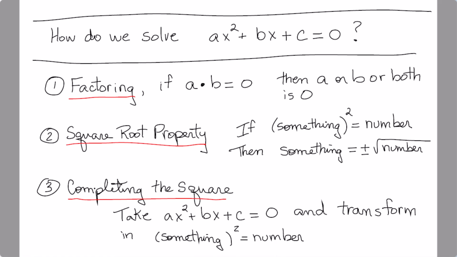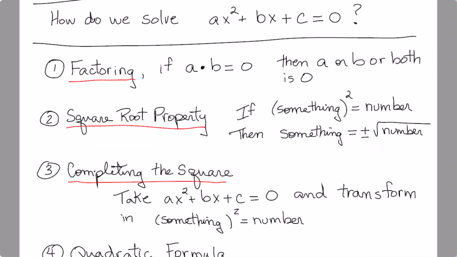Our second way is called the square root property. Now it only works if my problem is in a real special format, and that is I get something squared equals a number. Just this on the left and a number on the right. But if it's in this format, I can conclude I get the inside part back equal to plus or minus the square root of the number. And this fact basically comes from factoring.